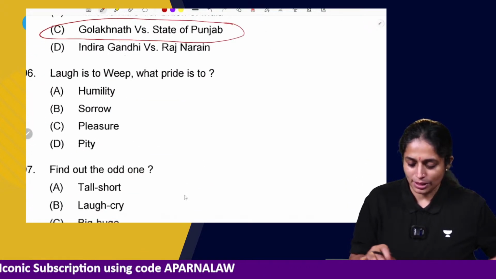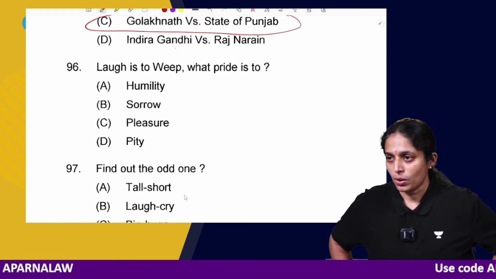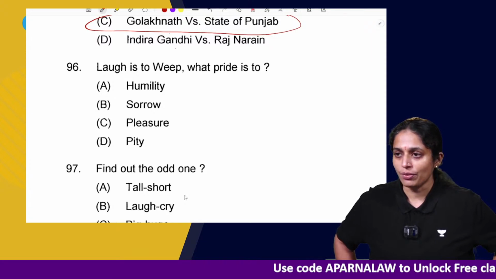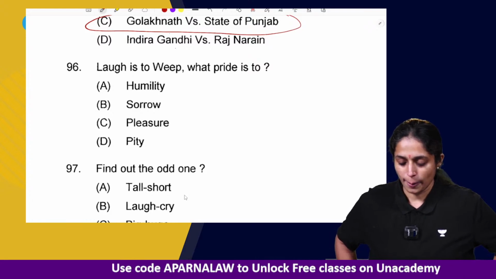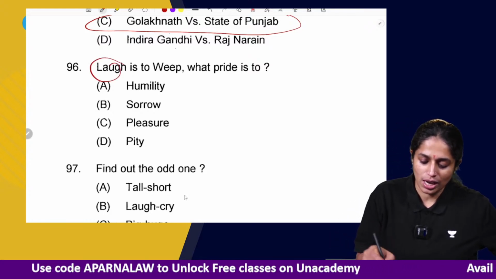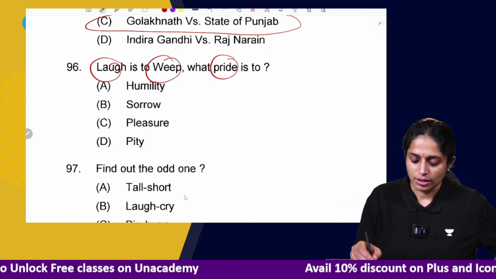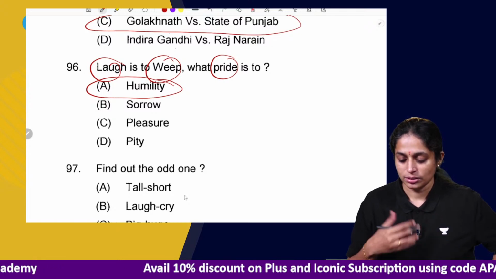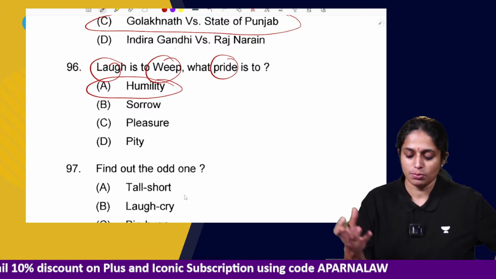These are some of the mental ability questions. 4 questions are there. So, laugh is to weep, pride is to what? Like the opposite. If you laugh, you have to weep. If you do pride, then you may be subject to humility, insult. Okay, pride means confidence, pride.